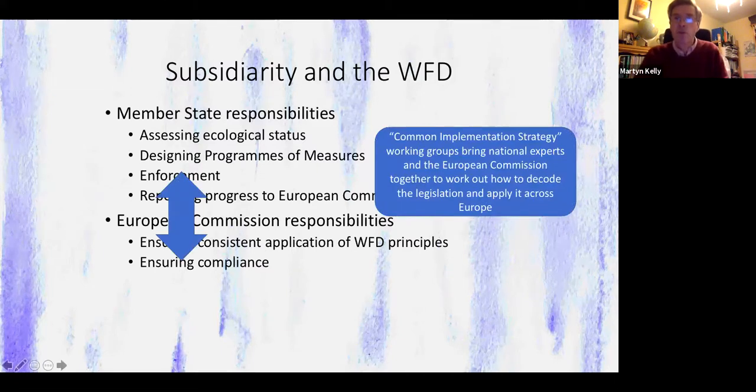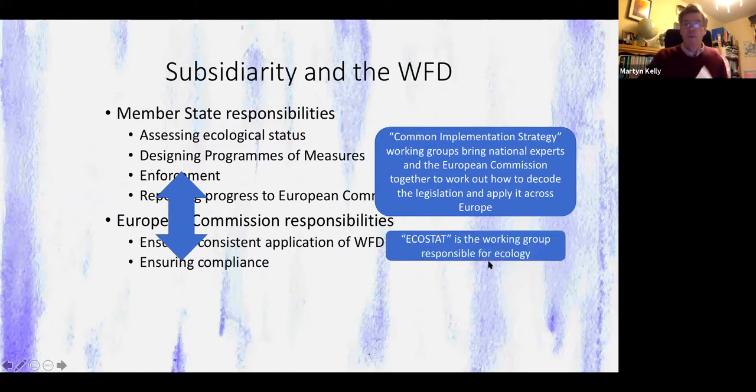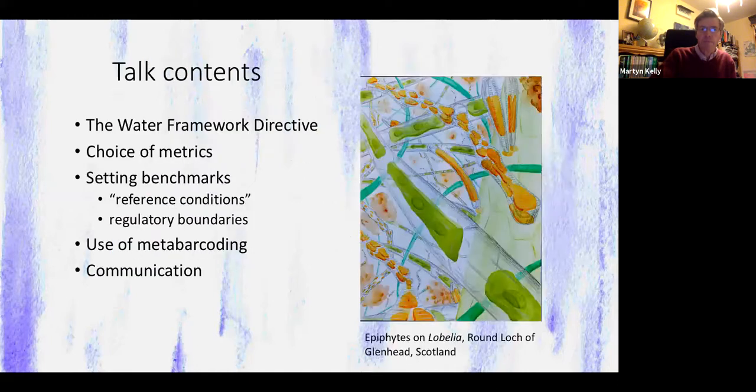And there's something called the Common Implementation Strategy, which brought experts and the European Commission together to work out how to decode this large piece of legislation and apply it. The working group responsible for ecology is EcoStat, and Sandra Poikane, who's one of our co-authors, and myself have been involved with EcoStat for a number of years.